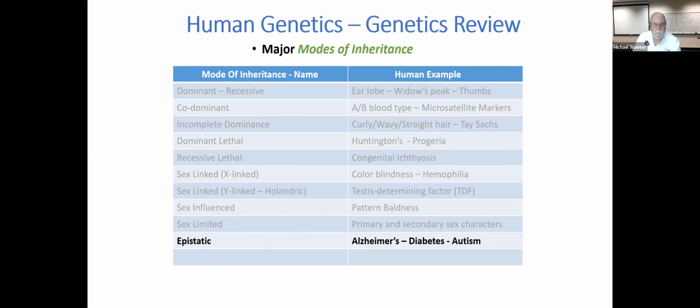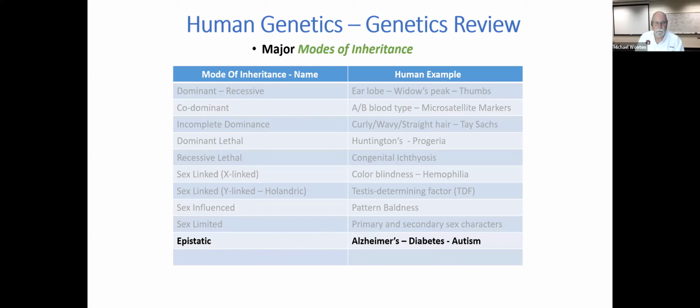All right, so we're talking about modes of inheritance. Again, we've looked at dominant, recessive, codominant, incompletely dominant, lethals, sex-related, both linked and influenced and limited. And I want to finish up with 2 more. The last one is the idea of epistatic. All these that are lightened out here are ones where we're really talking about a single locus and the 2 alleles at that locus and how they interact, and whether they're on a sex chromosome or not.